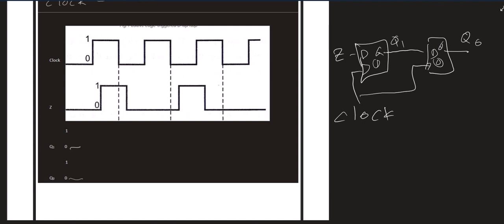Okay, so that is our circuit right there. So these are positive edge triggered. So like what I've done before, I'm going to draw some vertical lines down the positive edges so that I know where to change.